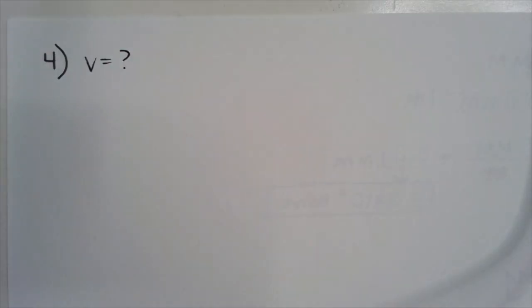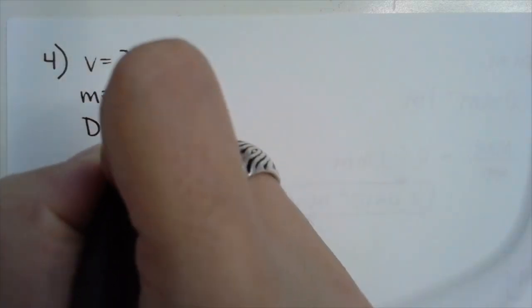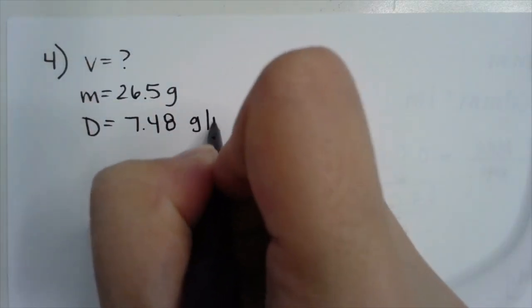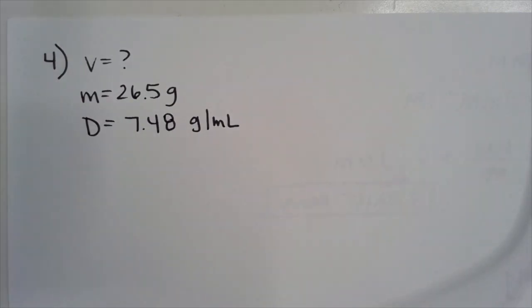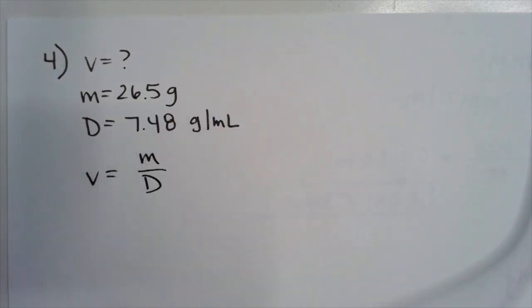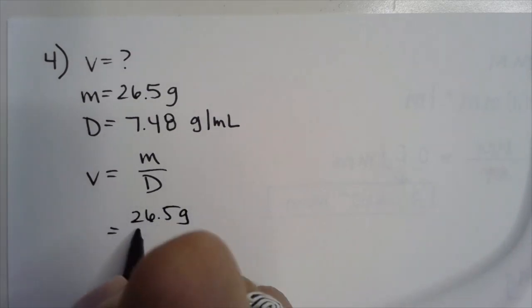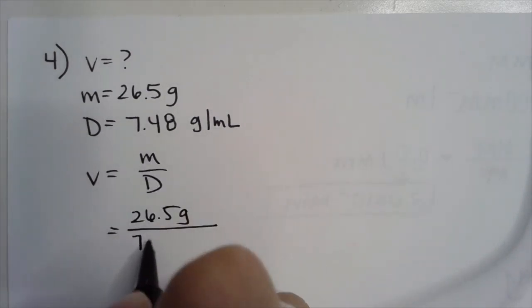Calculate the volume of a 26.5 gram solid. So that has to be the mass because it's in units of grams. 26.5 grams solid with a density of 7.48 grams per milliliter. So just like the last one, you use that little triangle, you would see that the volume, to find that, you'd have to take the mass divided by the density. So let's do that. Mass is 26.5. Divided by the density.